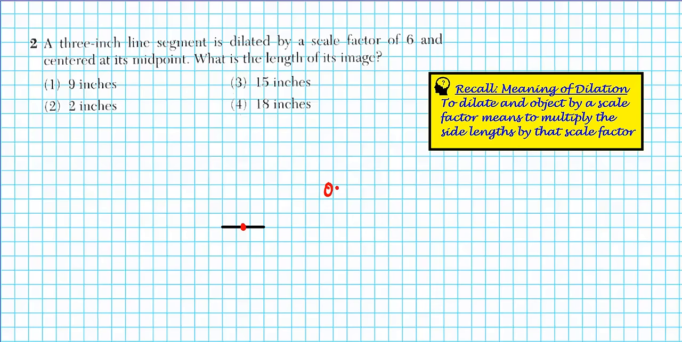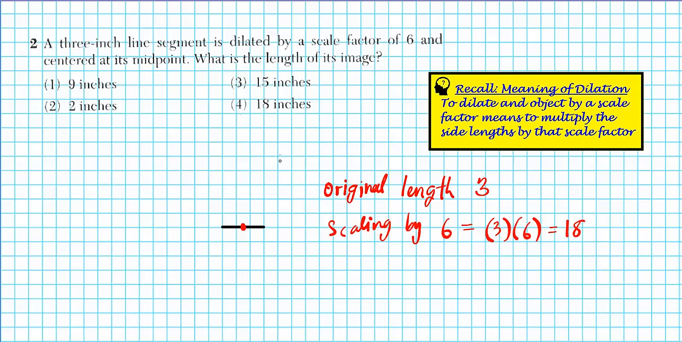Okay, so if the original length is 3, when you scale it by a factor of 6, it's basically going to be the original length multiplied by 6. So 3 times 6 is 18. So we're going to have a new segment that is 18 inches long. And the answer is clearly option number 4.